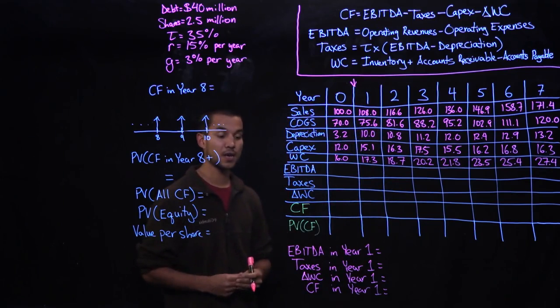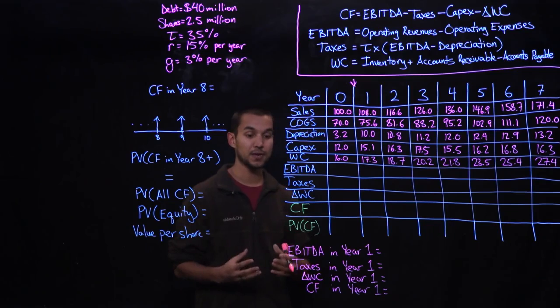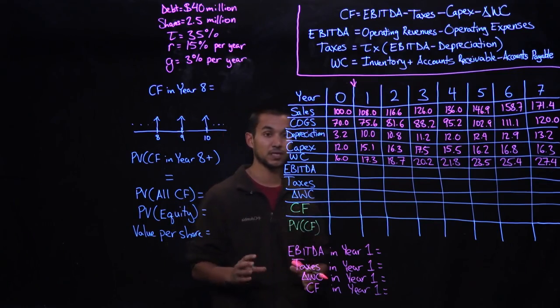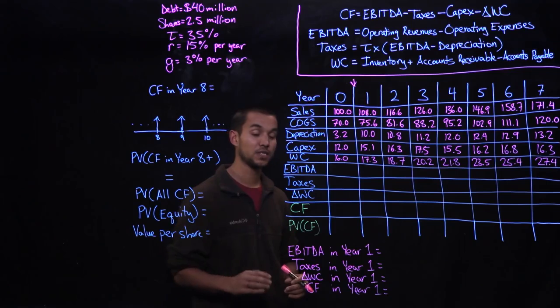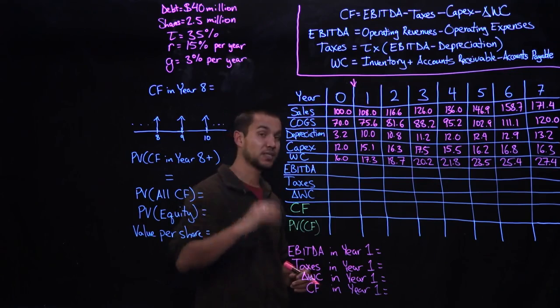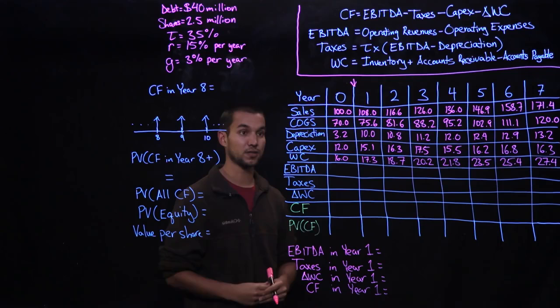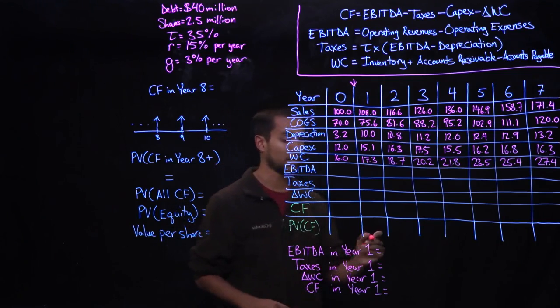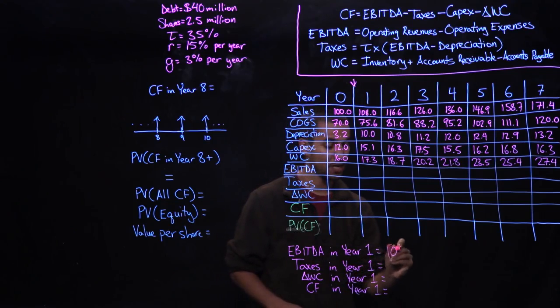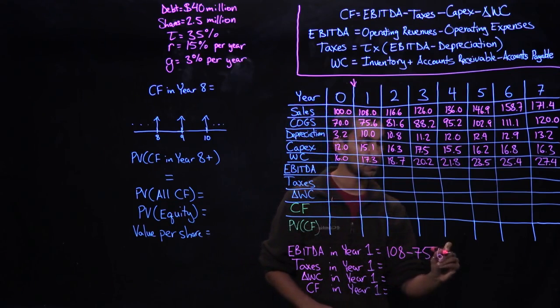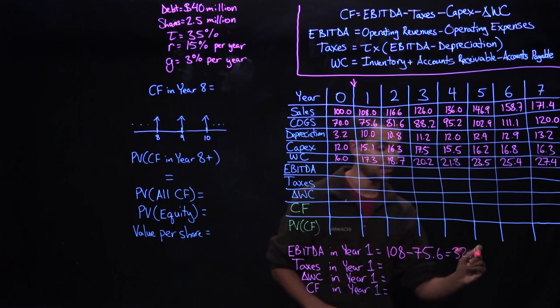So let's start by coming up with an estimate for the cash flows in year one. The first thing we want to do is calculate the EBITDA in year one. We get that by subtracting our operating expenses, in this case our cost of goods sold, from our operating revenues, the sales. So our EBITDA in year one is going to be projected to be $108 million minus $75.6 million, which is equal to $32.4 million.